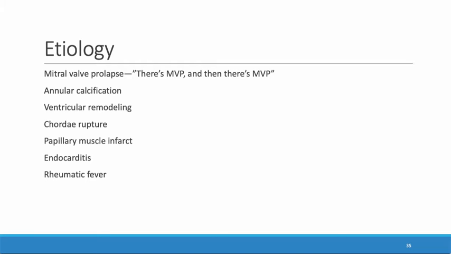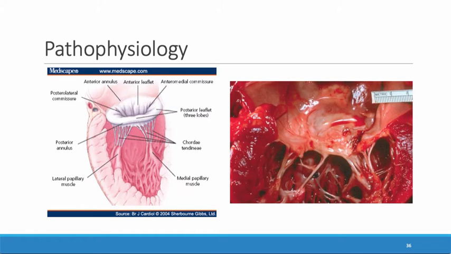If you have somebody with dilated cardiomyopathy, that can change the way that the valve leaflets coapt as well. That's ventricular remodeling. Chordae rupture, papillary muscle infarct, endocarditis is another common reason, and of course rheumatic fever are all potential etiologies. So I want you to appreciate how complex this valve is.